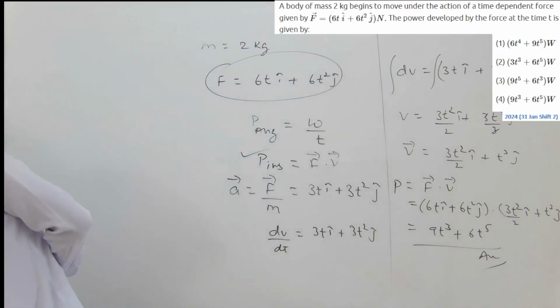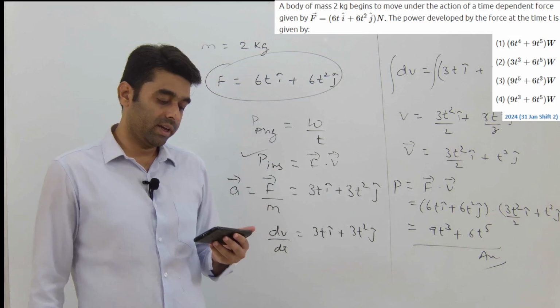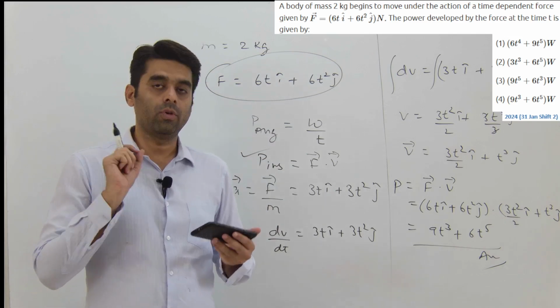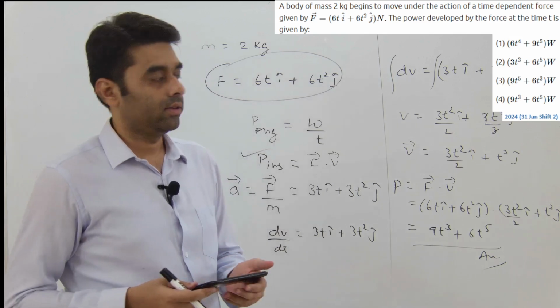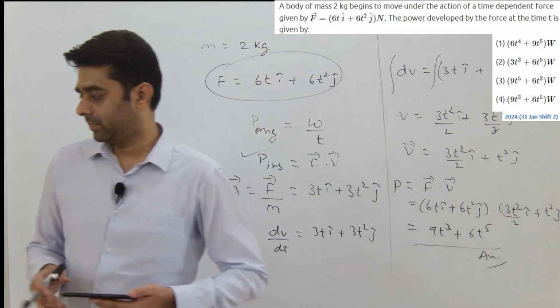Now you check the options. Options are 9t cube plus 6t power 5. Option number 4 is your correct answer, right? I hope the procedure is okay. Let us move ahead to the next question.